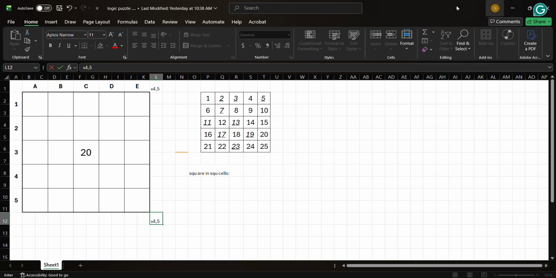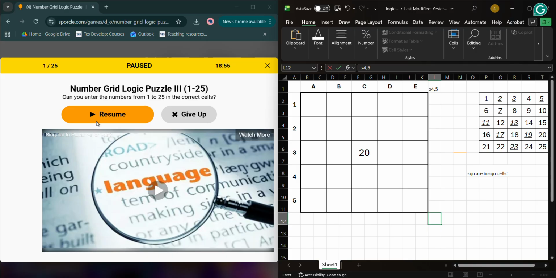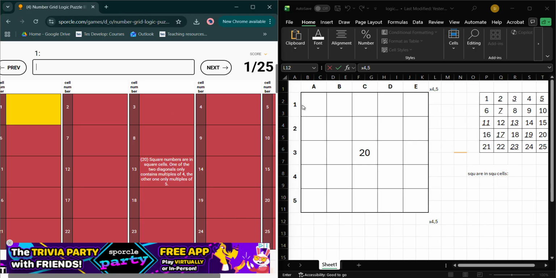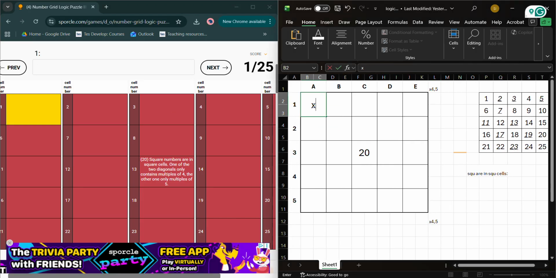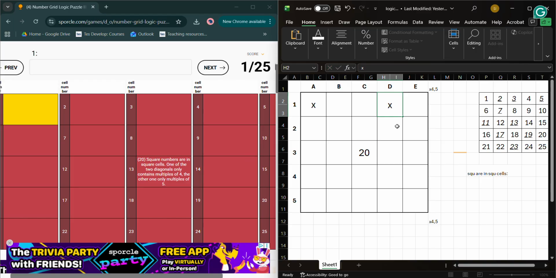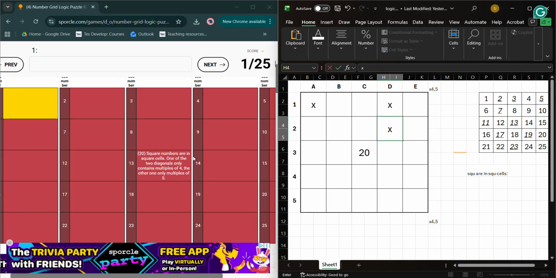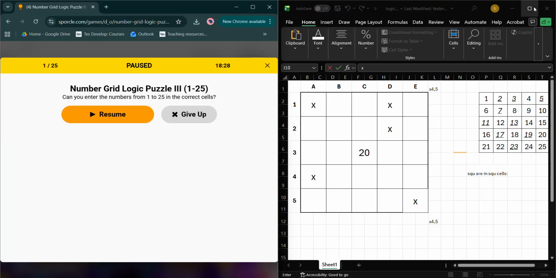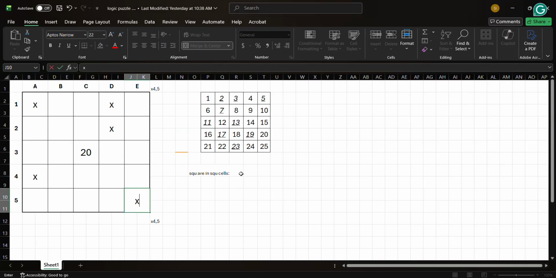I need that actually for a minute, because our square cells are, so this one is a square. I'm just going to mark it with an X for now. And then we've got number 4, which is going to be this one. The next square number is 9, which is this one. Then we've got 16 there. And 25 is obviously there. So that's the placement of our square numbers.